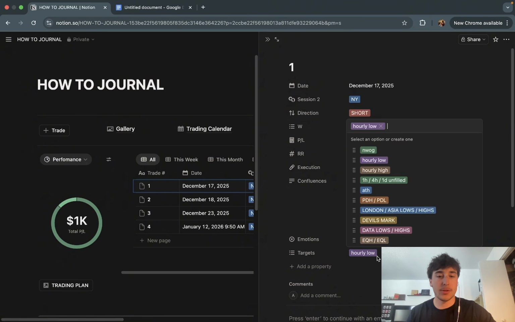And that's what targets is. You can create a bunch of different targets. These are all the ones I have. If you want to copy them, you can go ahead.